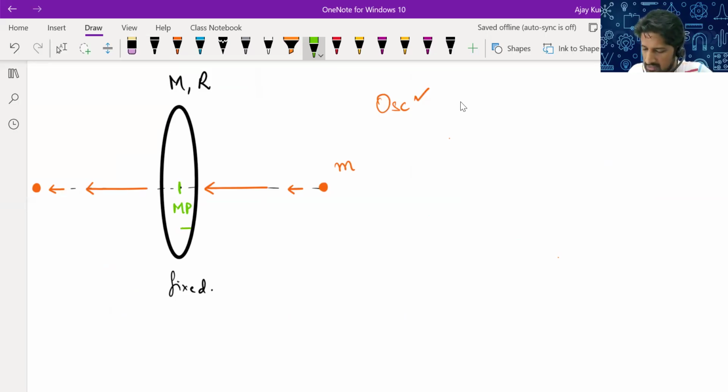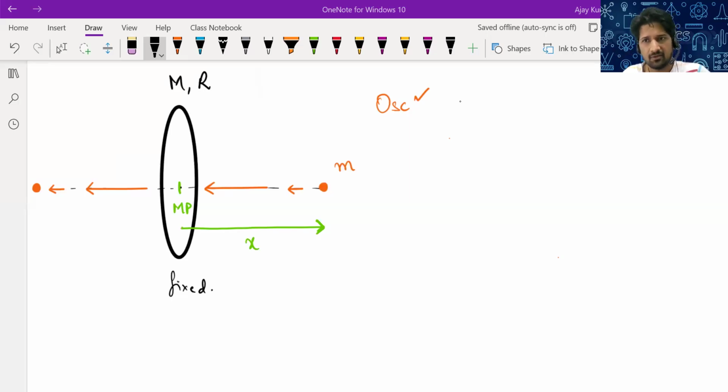So what to do? Assume the particle is displaced from mean position by some distance x. You have to write an expression for the force acting on it now. So we need to write an expression for gravitational force between the ring and the particle. Do any of you remember how to do that? Can we use G m1 m2 by x square, the basic formula for gravitational force?